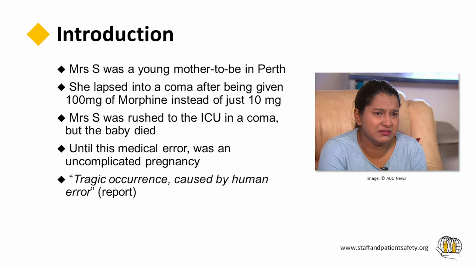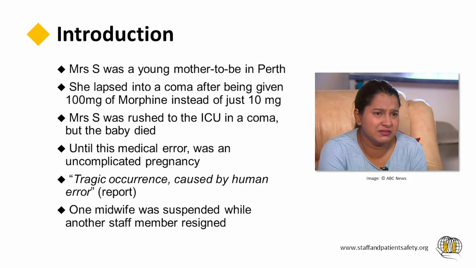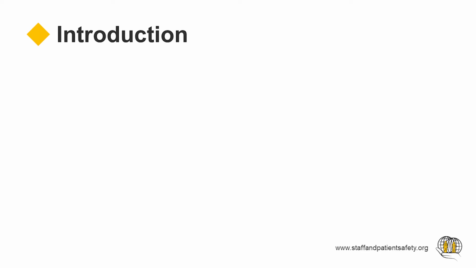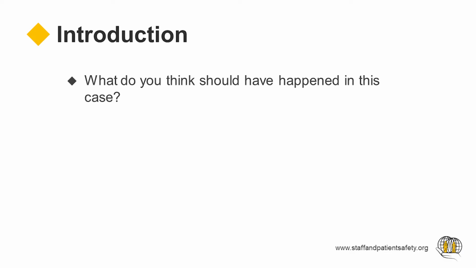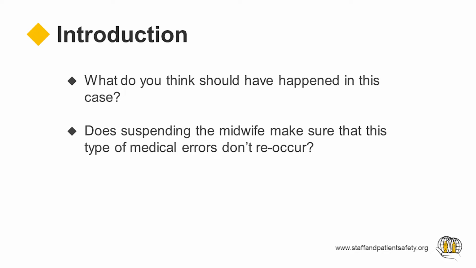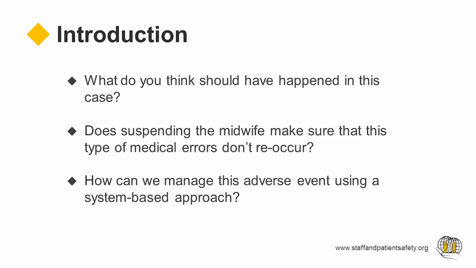The hospital in Perth concluded their investigation by stating that a human error occurred. One midwife was suspended, while another staff member handed in their resignation. As we go through the rest of this session, can you have a think about what should have happened in this case? Does suspending the midwife make sure that this type of medical error doesn't reoccur? How can we manage this adverse event using a systems-based approach?